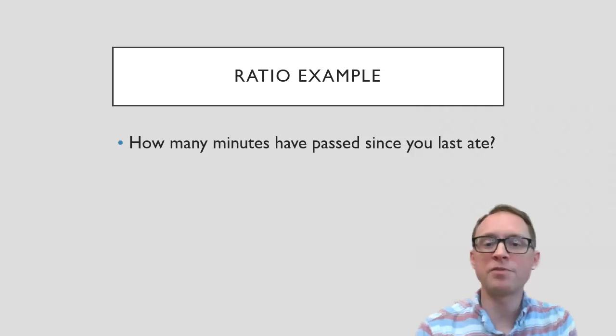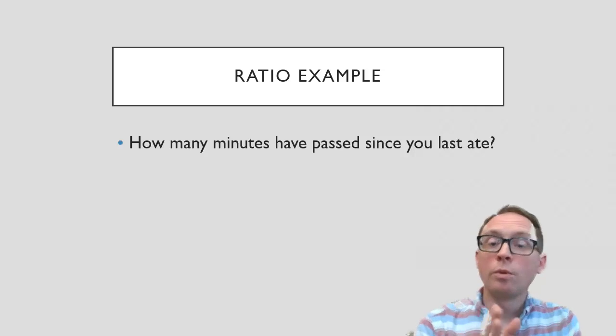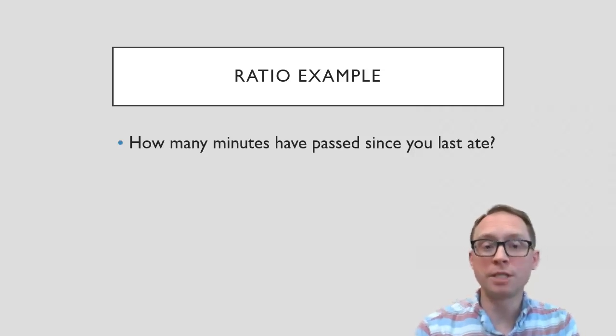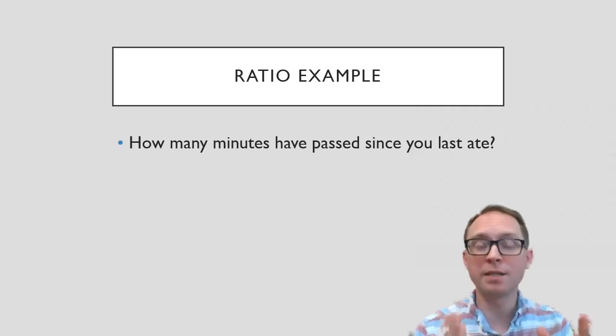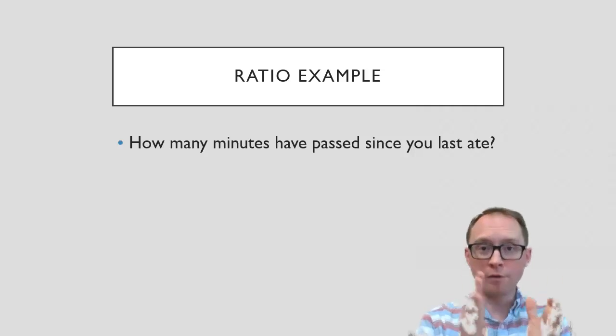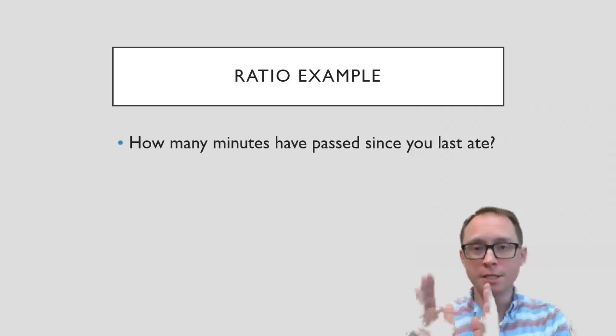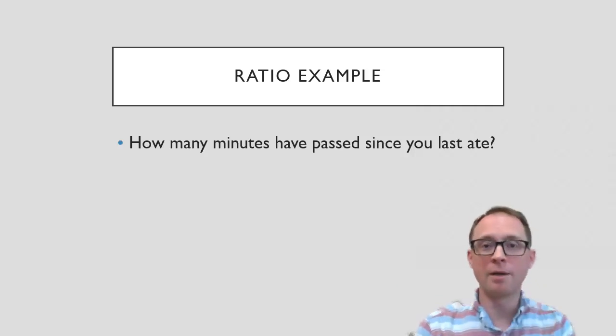So, answer this. How many minutes have passed since you last ate? When we talk about minutes, minutes give us ratio data. That means that 0 means 0 minutes. However, each minute is exactly 60 seconds, so we know that the intervals are the same. Each interval is 60 seconds. We know that 0 means 0 time. And we know that the higher the number, the more of the variable that we're talking about. So if it's been 60 minutes since I last ate, then I know that I have exactly 60 times as much as somebody who said 0, because 0 means 0. All right?